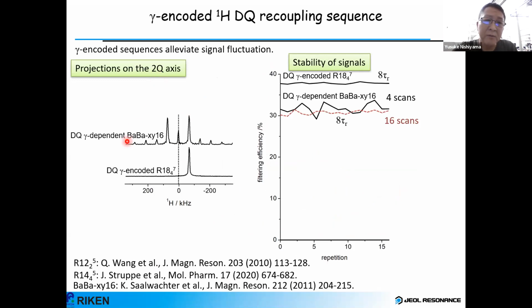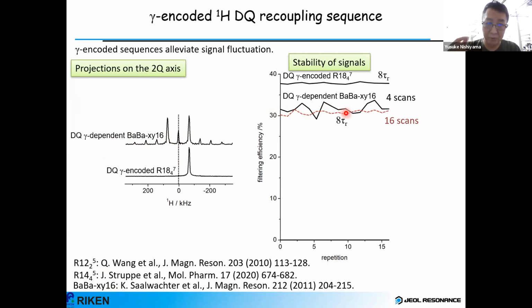We typically use the BABA X516 sequence, which was published about 10 years ago by Kai Sarofsha. And that is a beautiful sequence. We have very high filtering efficiency, and we regularly use this sequence. But the problem is multiple spinning sidebands. If we repeat the same experiment many times, because of the spinning sidebands, signal intensity varies like this.